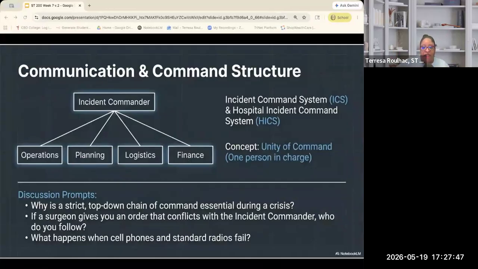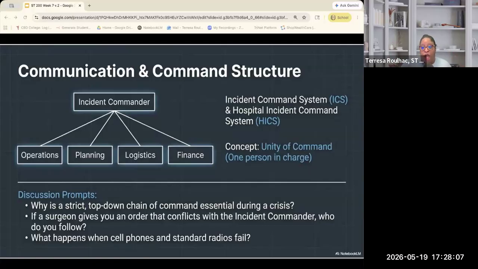So if everyone is in charge, is anyone in charge? It's almost like a bunch of chiefs in the kitchen. Well, who's the main chief, right? There's no one. That has too many people, and chaos can occur.